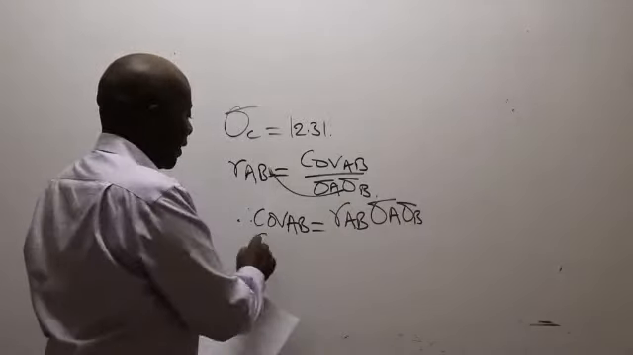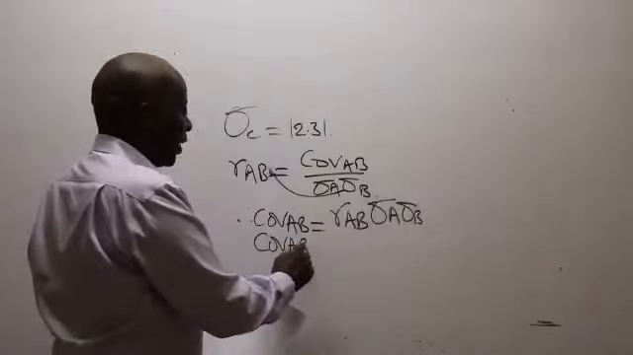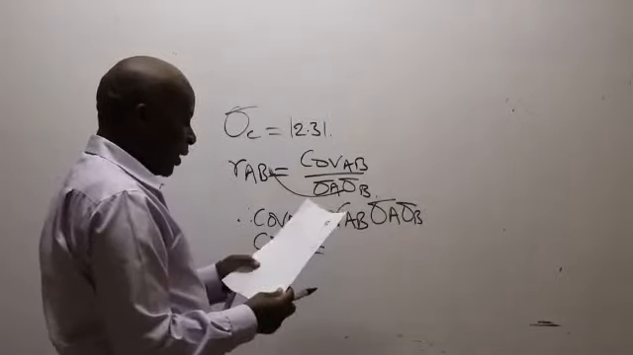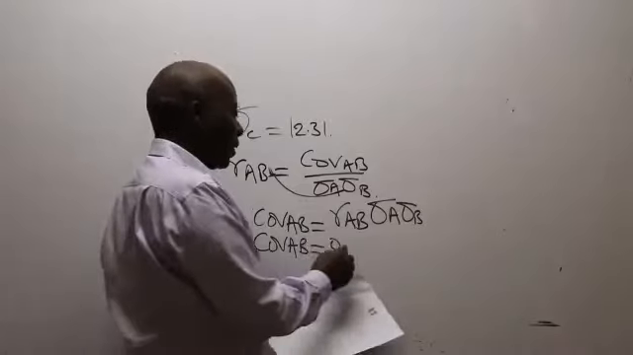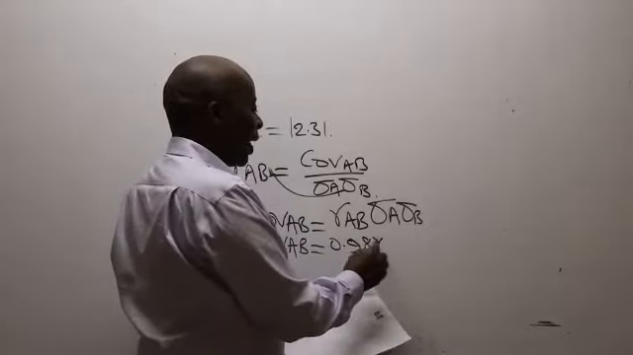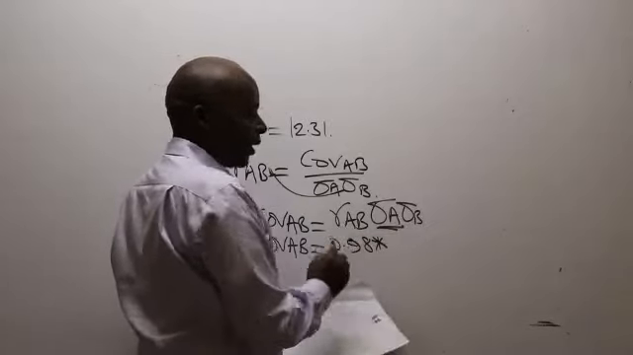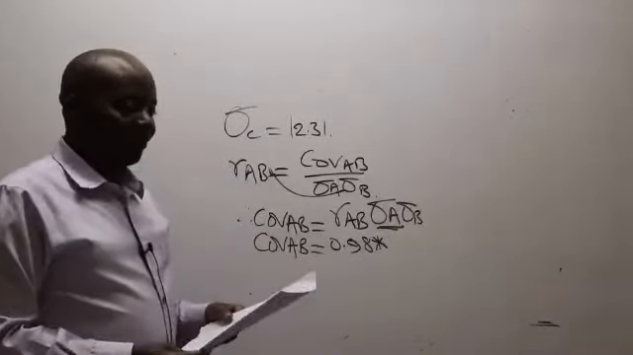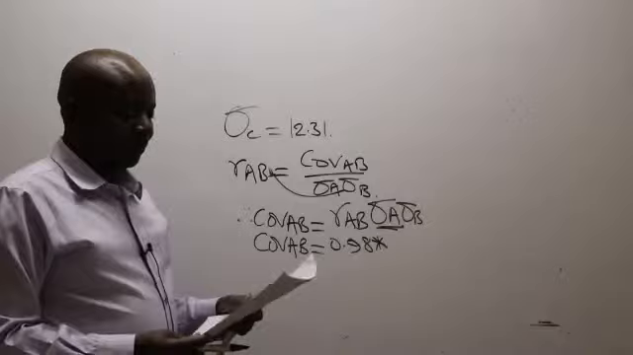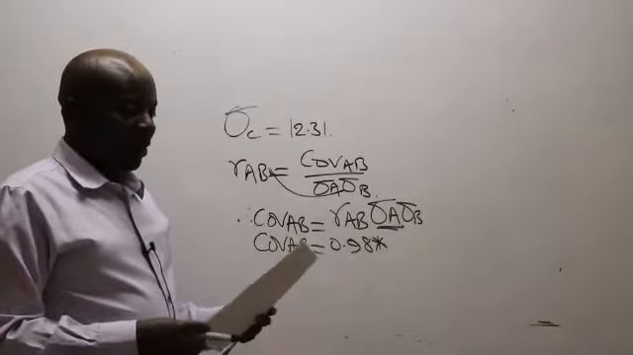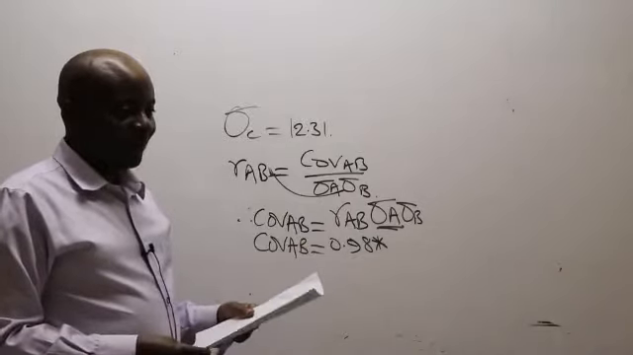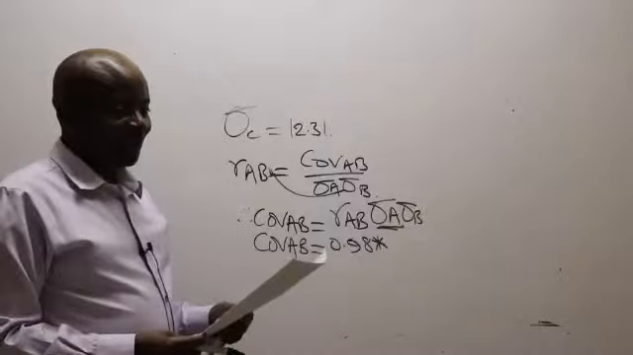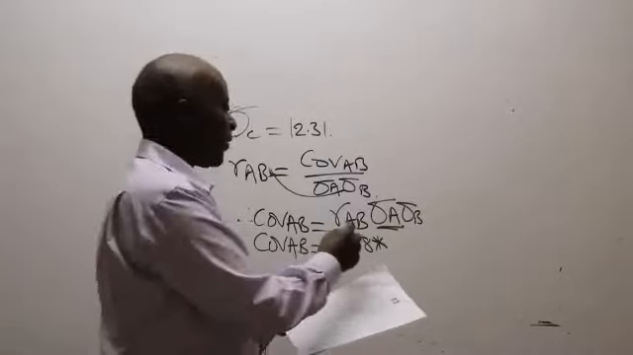So could you then kindly give me the covariance between AB there? The correlation is 0.98. Do you guys remember the standard deviation of A? 9.35. Thank you very much.